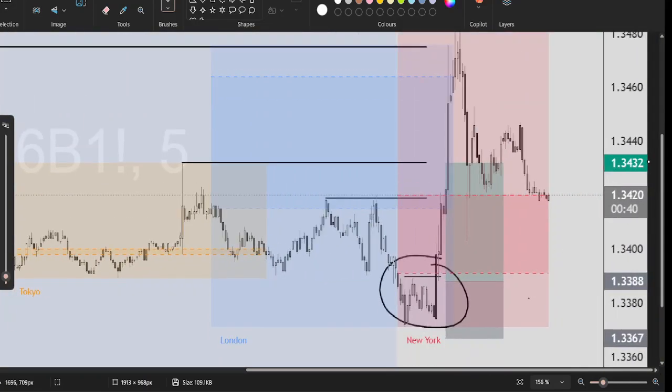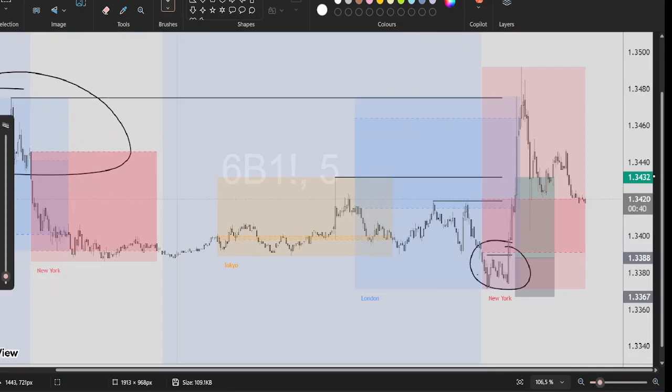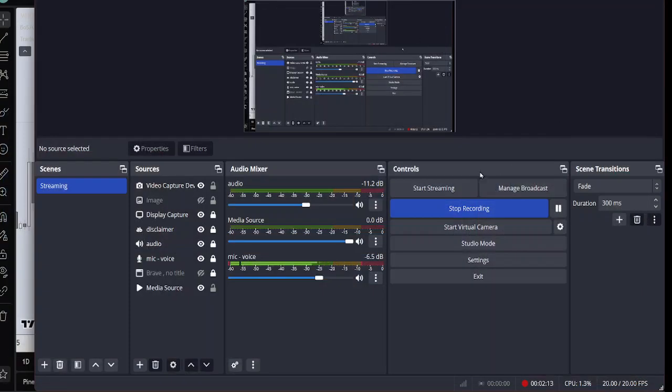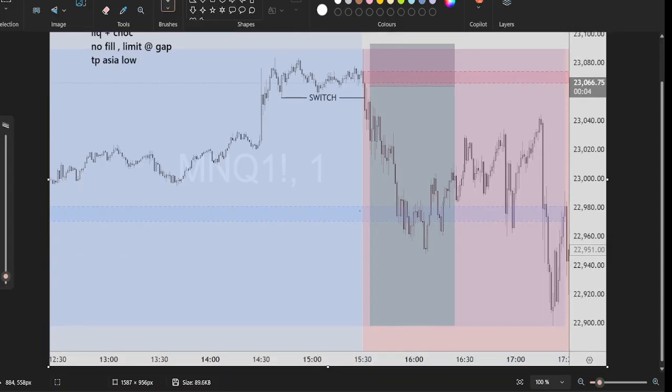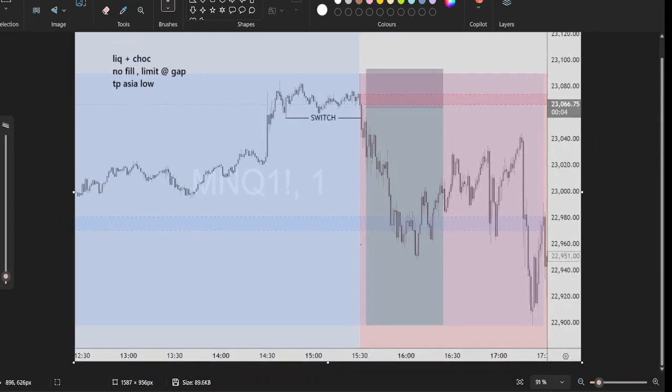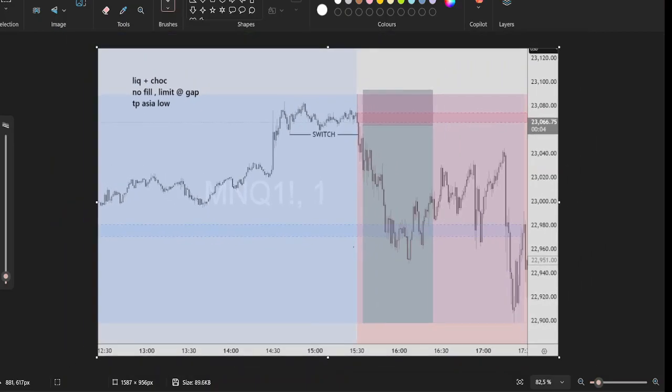And yeah, it's a run through of the model, right? But no entry here for this one. So next chart. Okay, let's go. And now we have NQ. Okay, so this is a similar idea, similar story, but no fill.